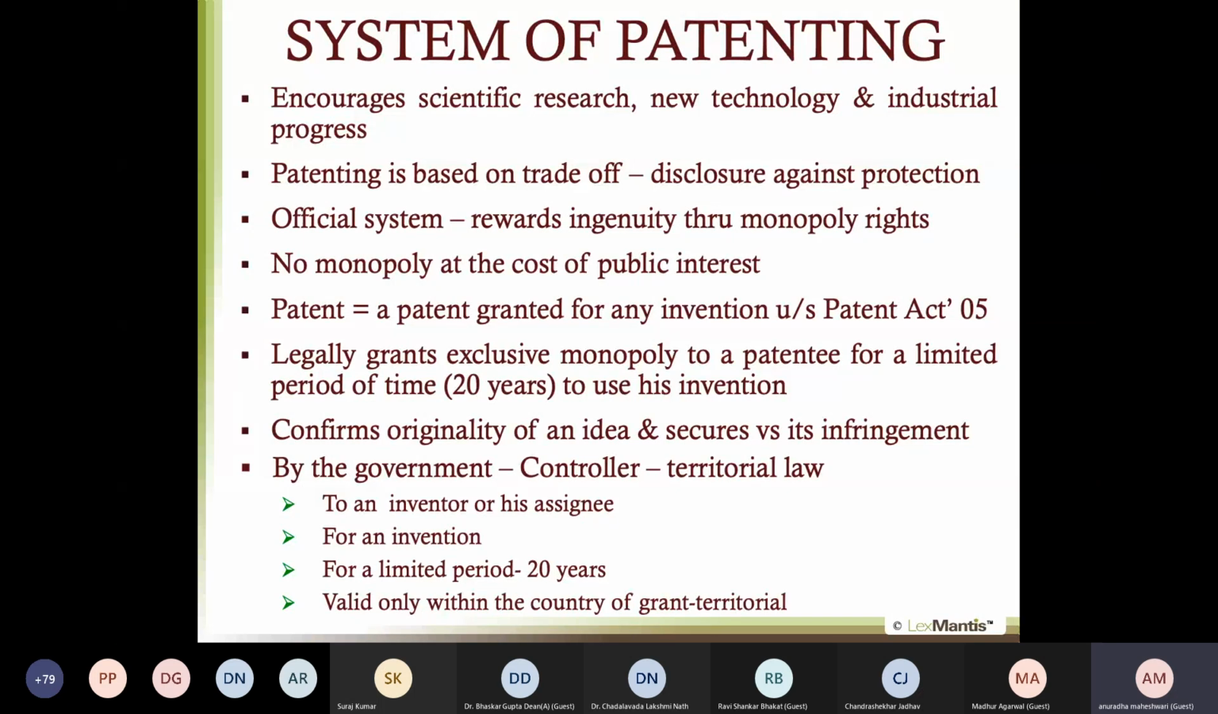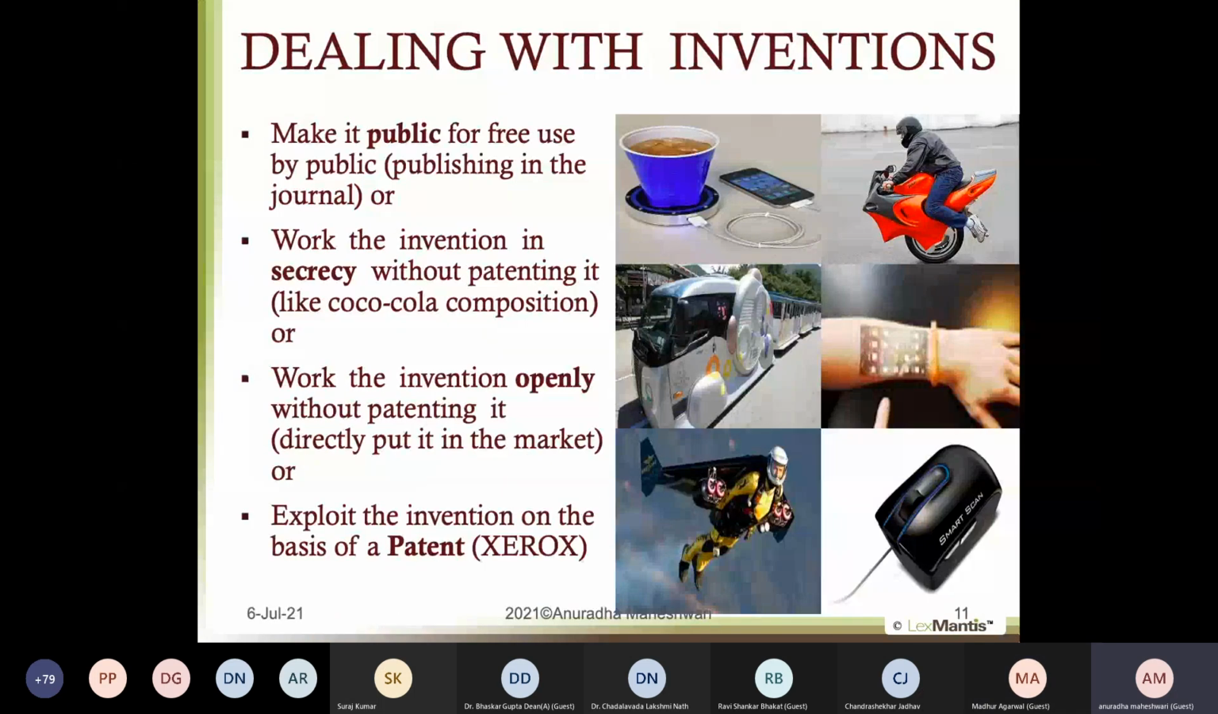Once you have a patent in that country, you can file a suit against somebody who has copied your invention. Is that understood by all of you? Okay. Yes, ma'am. Thank you, ma'am. Now moving on to what one can do with one's inventions.